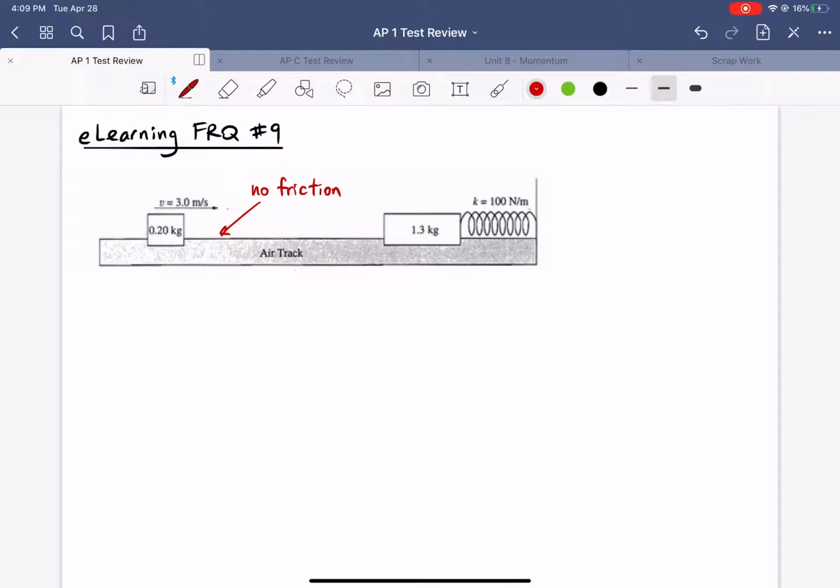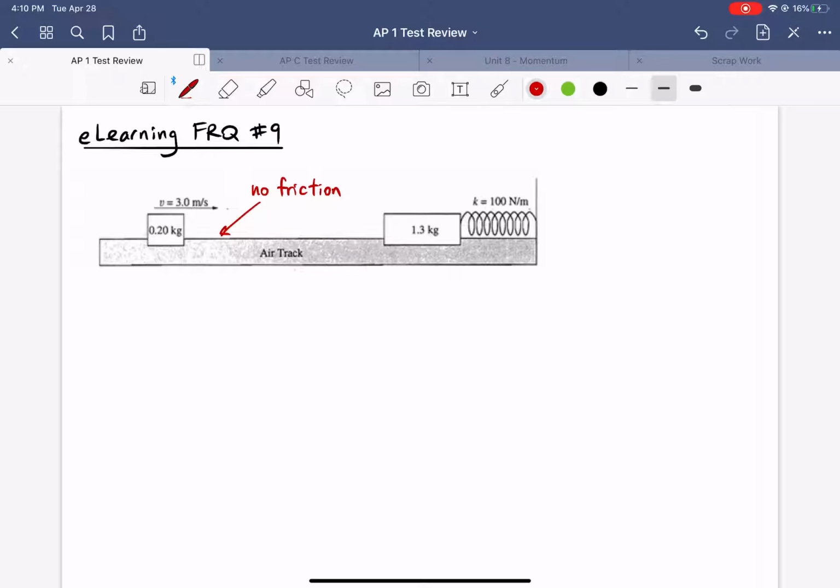Hey everyone, in this video I'll be going over the solutions to FRQ problem number 9. In this problem we're looking at a 0.2 kilogram mass that's sliding on a horizontal air track, so there's very little friction. In fact, the problem just says to assume that there is no friction between the block and the air track, and it's going to collide with a 1.3 kilogram mass over on the right that's attached to a spring. Once that collision happens, the two blocks will stick together and then they'll start oscillating back and forth on the spring.